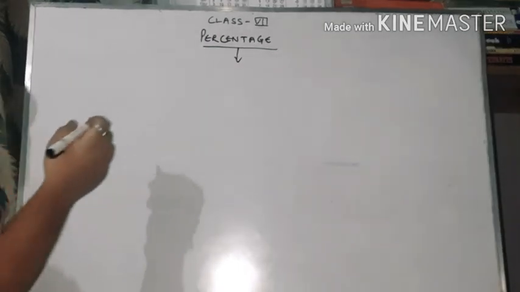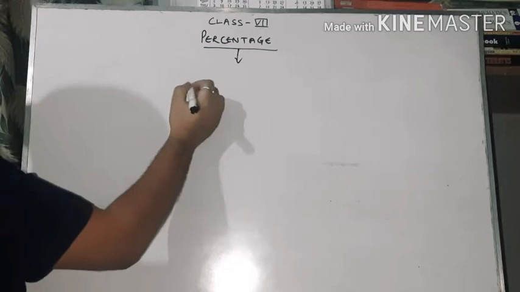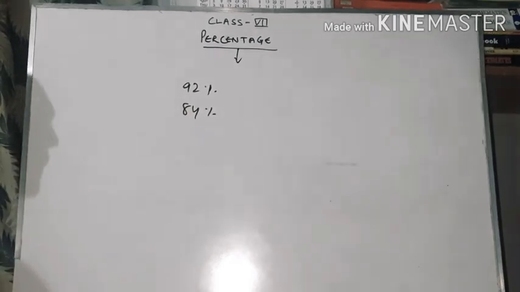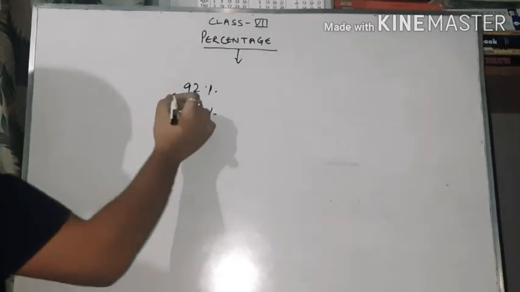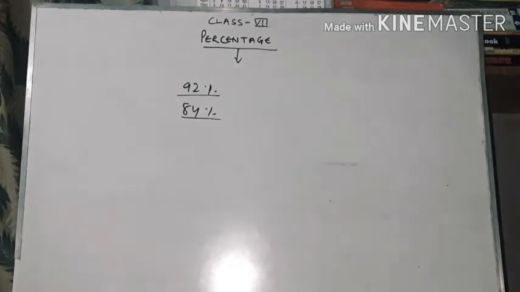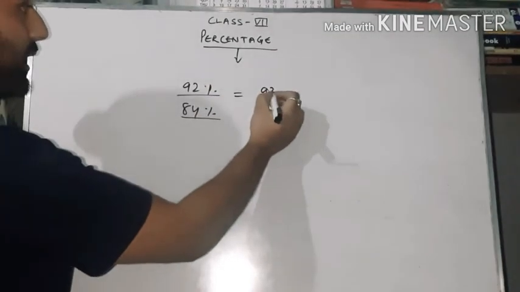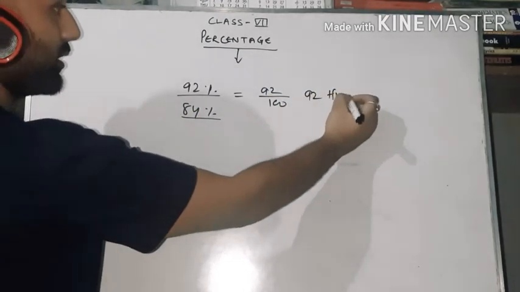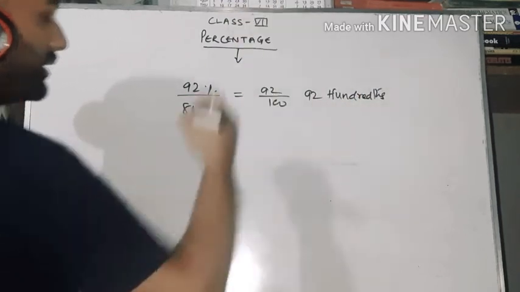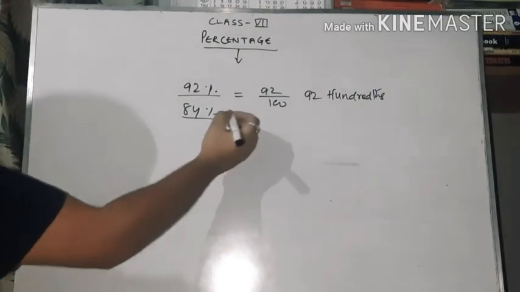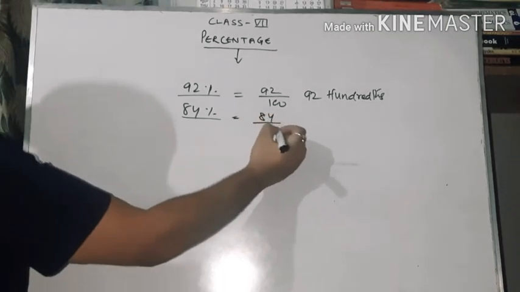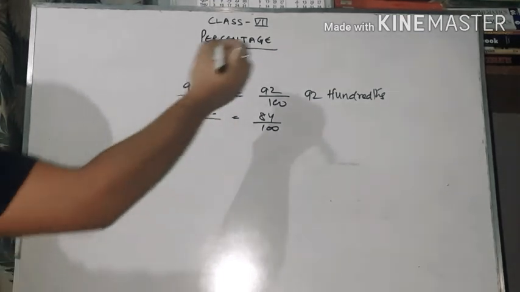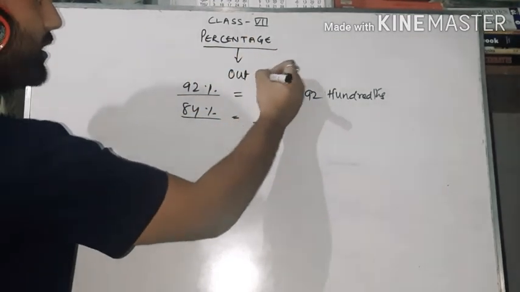Have you ever heard someone say she got 92% in her exam, or he got 84% in the exam? I hope you have all heard about these things. It generally means that percentage means we are comparing with 100. So 92% means 92 hundredths, the hundredths part. And 84% means 84 out of 100. In percentage, we are always talking about out of 100.